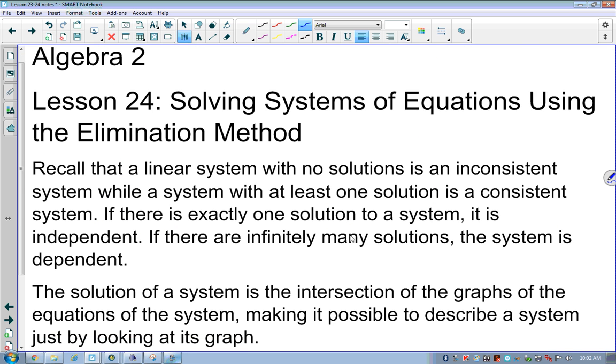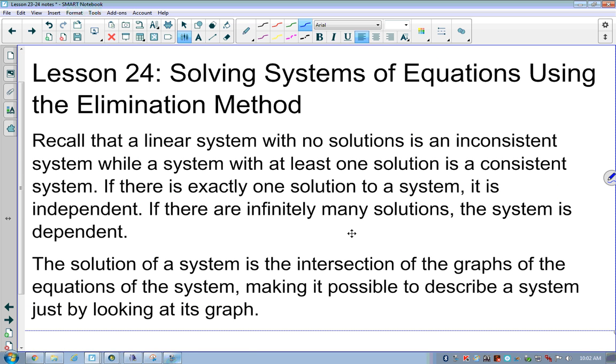Okay, lesson 24. Solving systems of equations using the elimination method. We've already done this to a certain extent. Recall that a linear system with no solutions is an inconsistent system, while a system that has at least one solution is a consistent system. We've seen that chart like 5 times now, right? And we had a question about it on the test that a lot of people missed. So is that chart important to us?